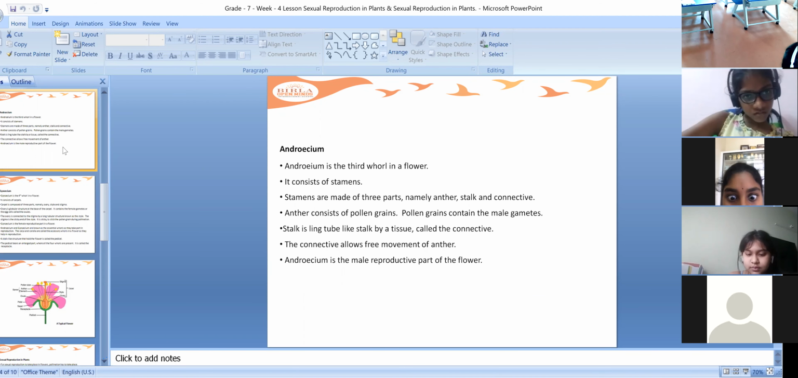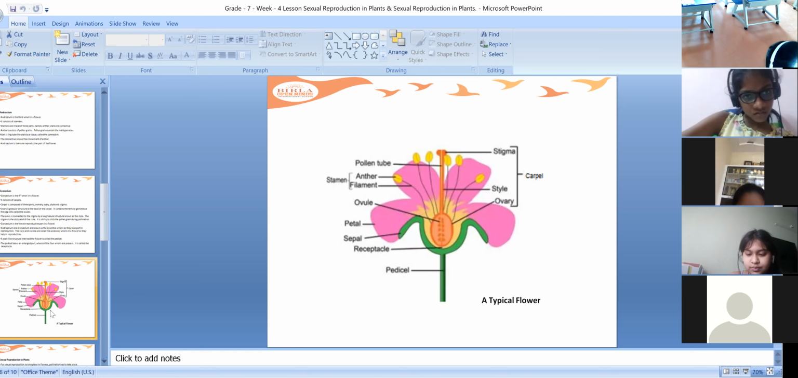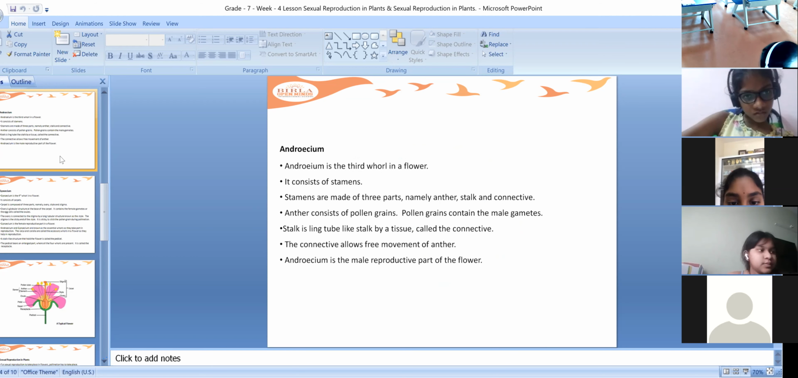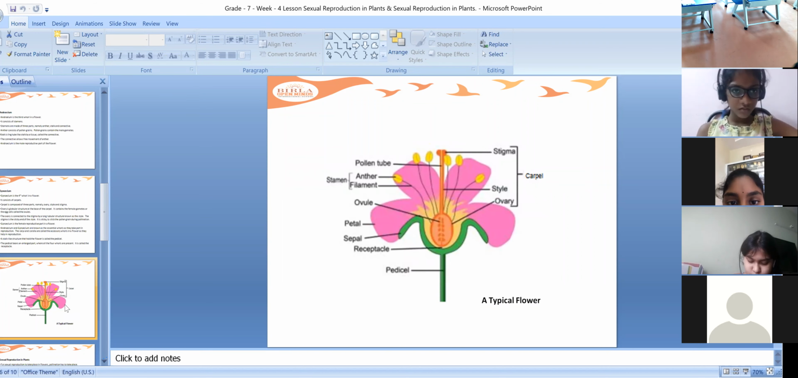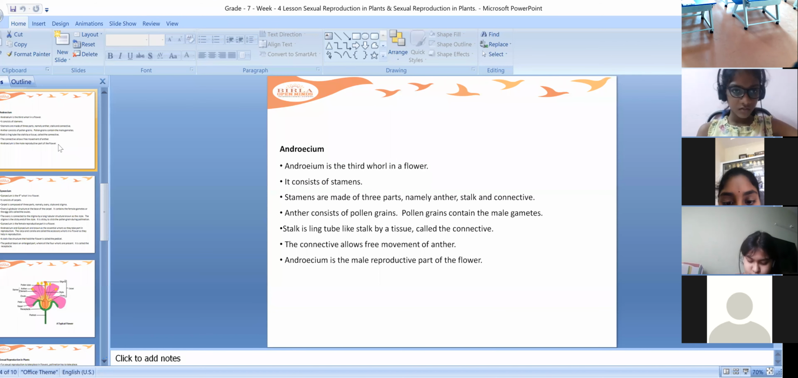Okay. Now coming to the stalk. The stalk is joined to the anther by a tissue called the connective tissue. You can see the stalk here. This connective tissue allows the free movement of the anther. It is nothing but the stalk, which you can also call the filament. So it has been attached here.